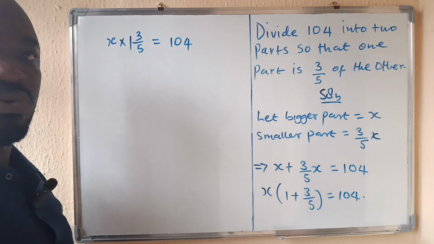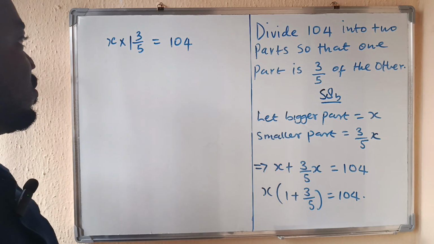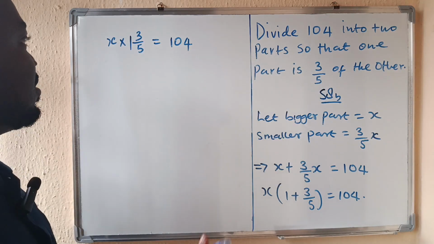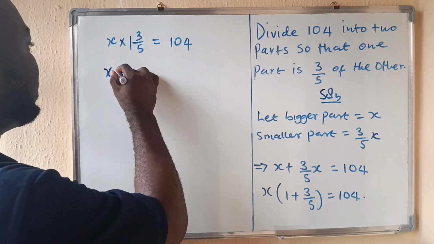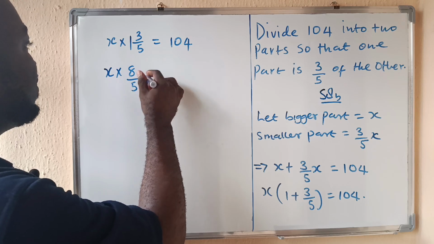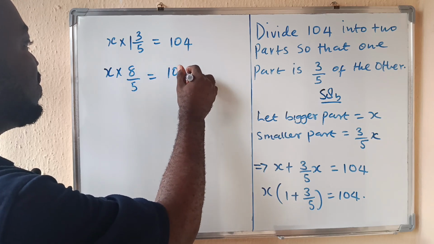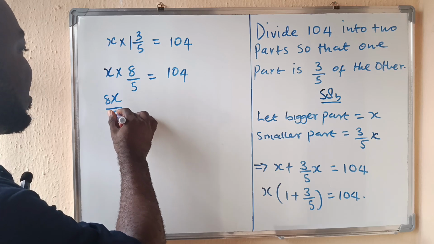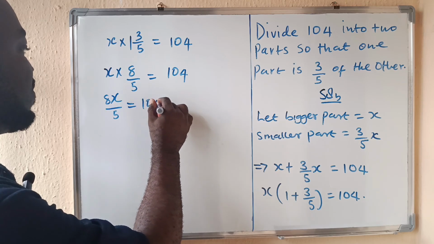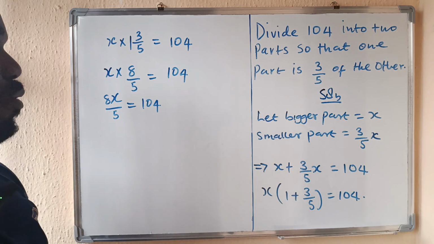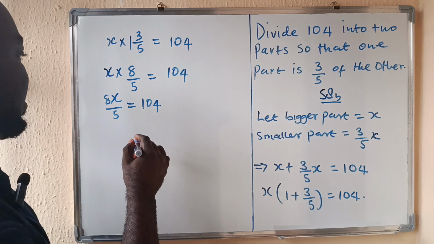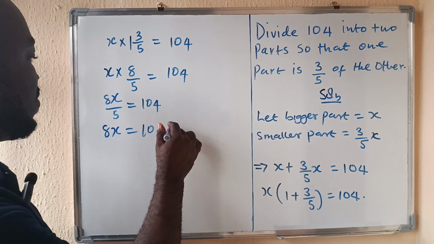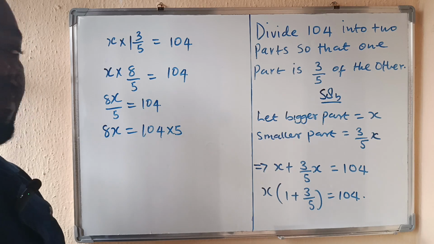So I can change this to an improper fraction. 5 times 1 plus 3 gives me 8. So I'll be having x multiplied by 8/5 will give me 104. So if I do the mathematics, I'll be having 8x/5 will give me 104. I will do cross multiplication by saying that 8x will give me 104 multiplied by 5.